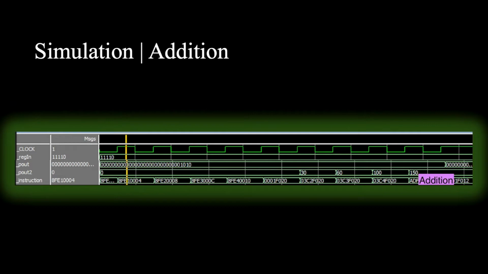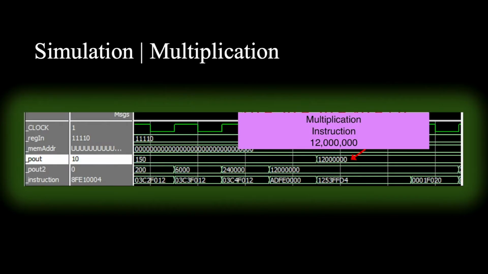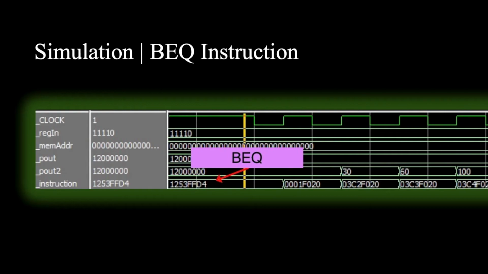Here we have a simulation of the addition created with a loop in the test bench. Just for fun, here's a simulation for the multiplication, also created with a loop in the test bench. And lastly is a branch equal instruction in the simulation.